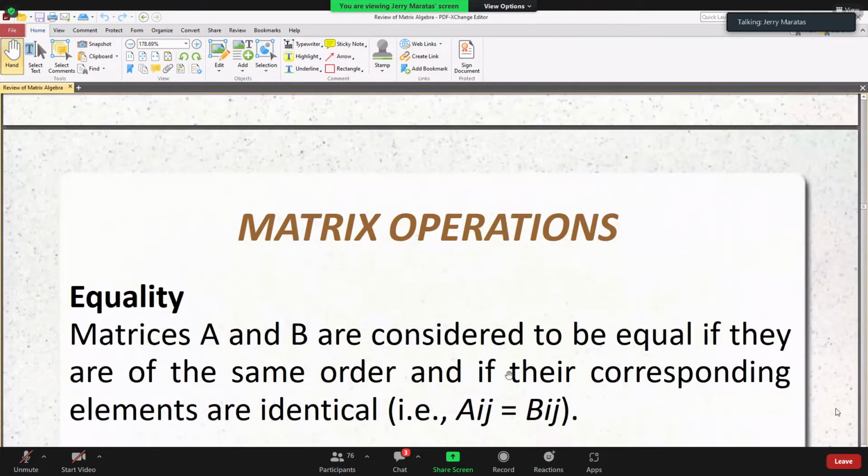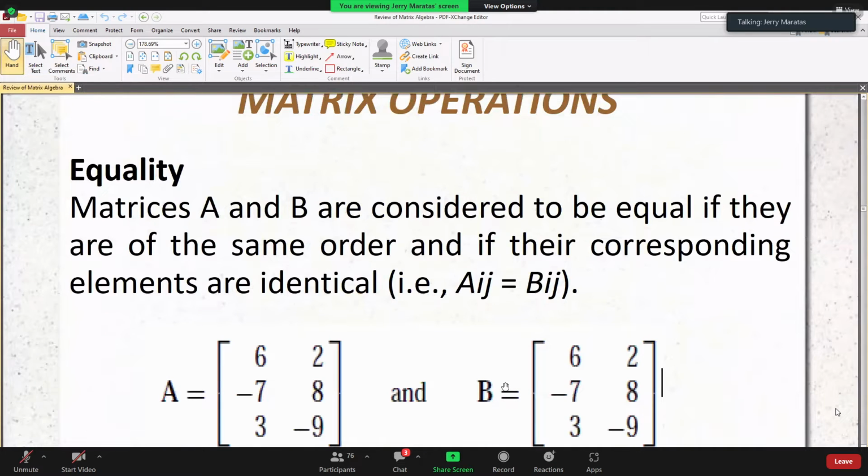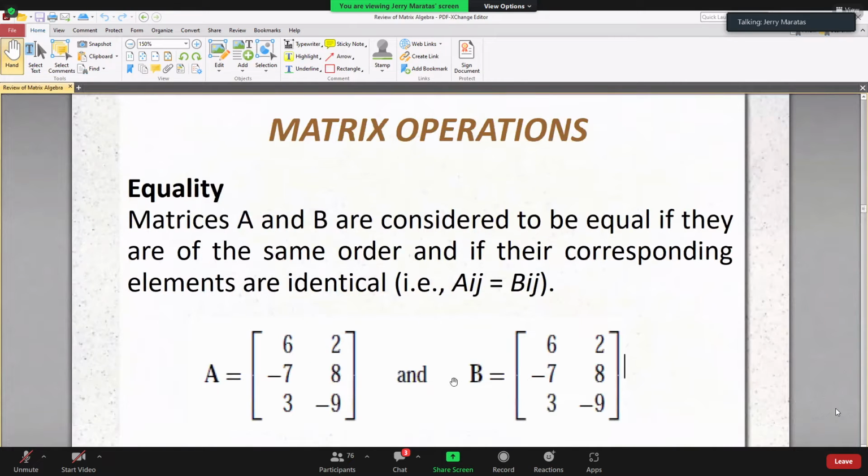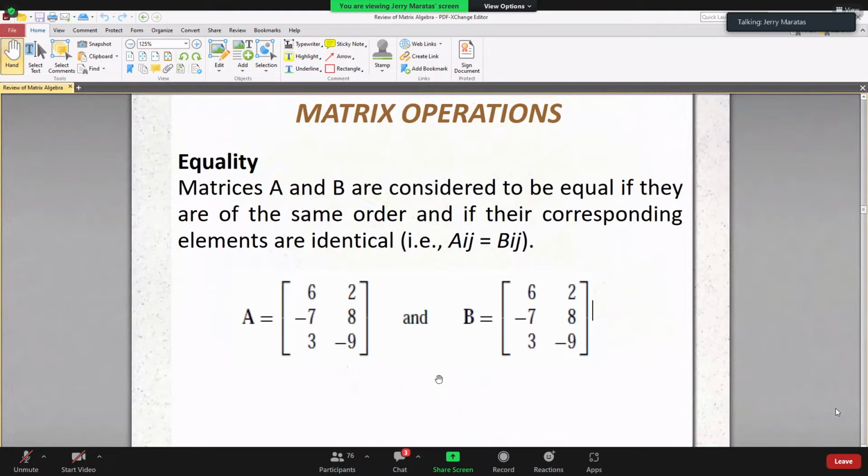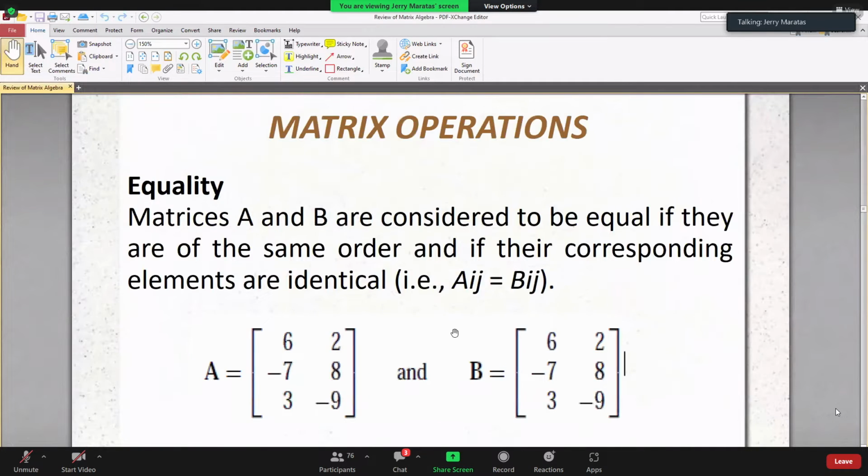Right, now let's proceed. So now let's go to matrix operations. Most of you have answered nga nakaagi na mo og algebra, di ba? Obviously, nakaagi na kita tanan og algebra kay we have that also in our high school. So let me ask you, how many algebraic operations are there?